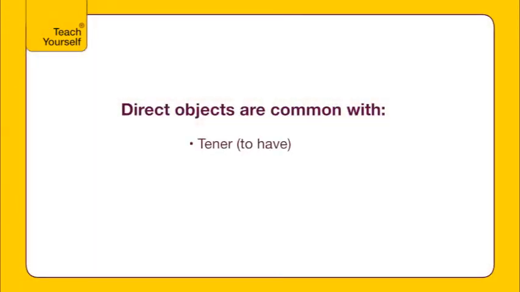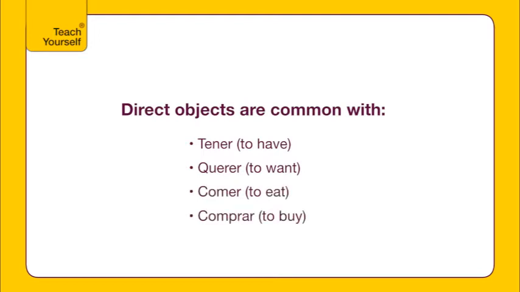the verb directly. Like in English, these direct objects are common with verbs such as tener, to have, querer, to want, comer, to eat, comprar, to buy, and so on. The thing that we have, we want, we eat, and we buy is the direct object. So, what do these pronouns do? Well, they substitute a noun already mentioned, known by both speakers, and are useful to avoid repetition.